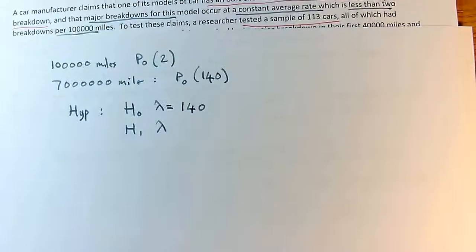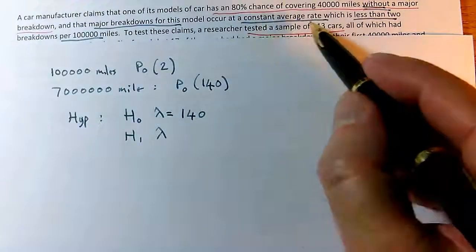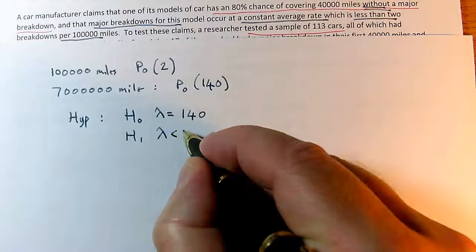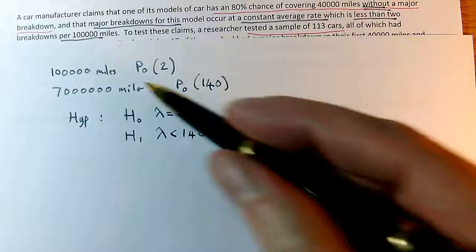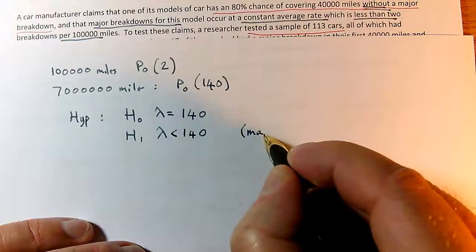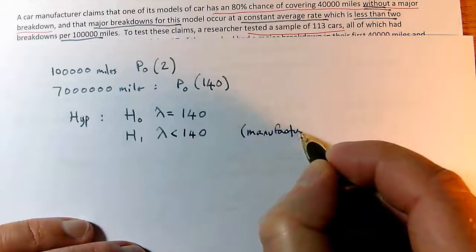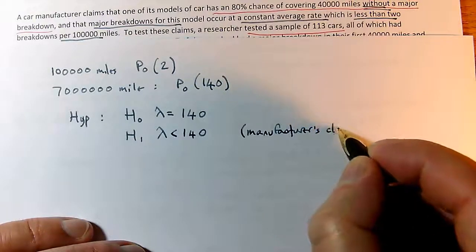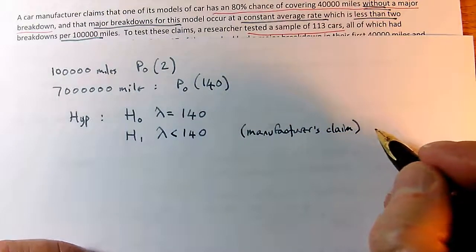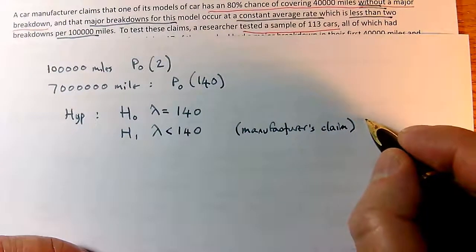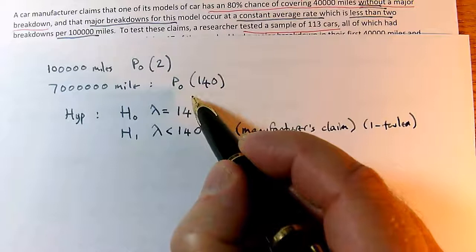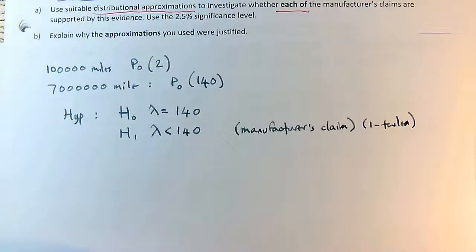Look at that. The manufacturer's claim is that the average rate was less than 2 per 100,000 miles. In other words, that it is less than 140 for the 7 million miles. So this is now going to be a one-tailed test, but this is the manufacturer's claim. So unlike the previous example, the manufacturers are not only making a one-sided claim, but it's the claim that I'm using as my alternative. So that will become important when we come to interpret at the end. And so it's one-tailed.